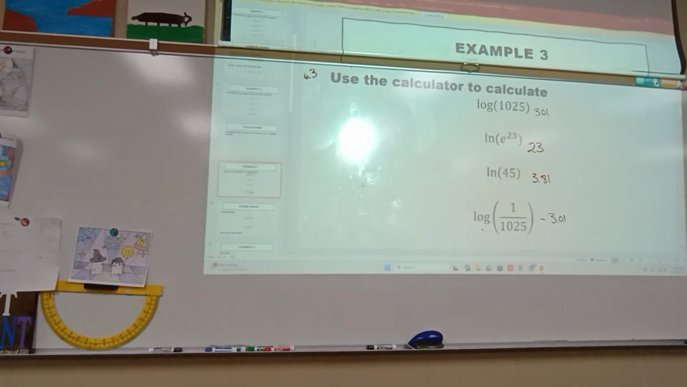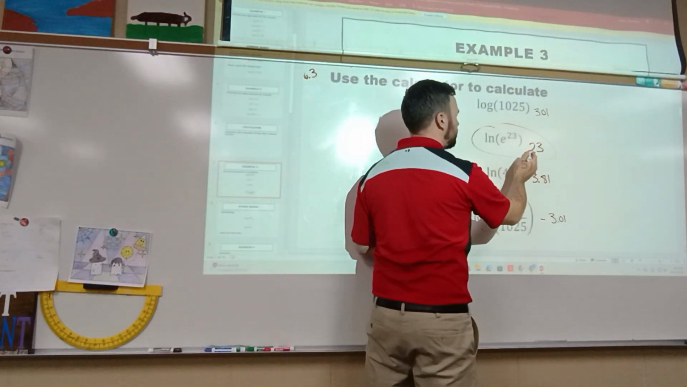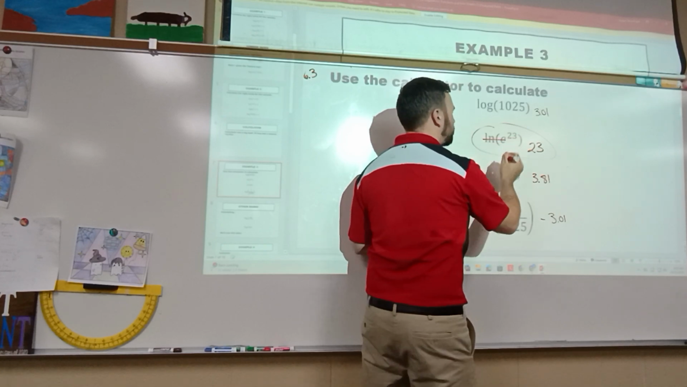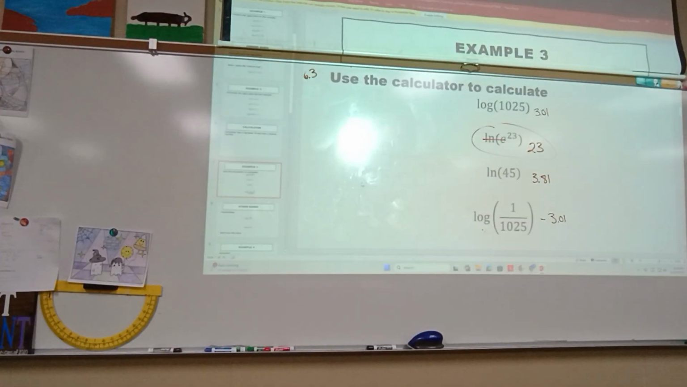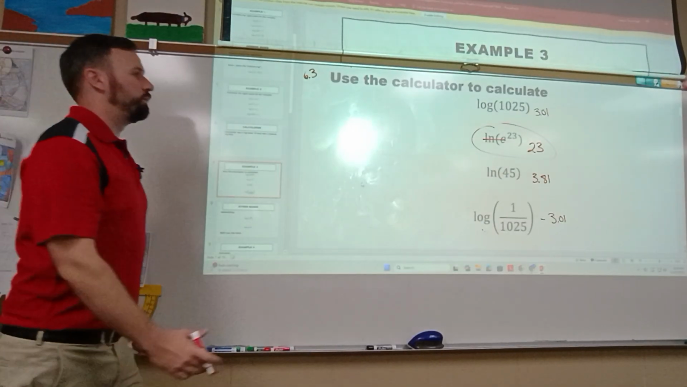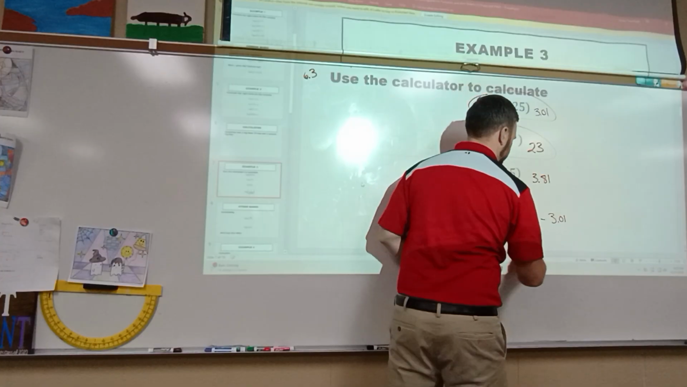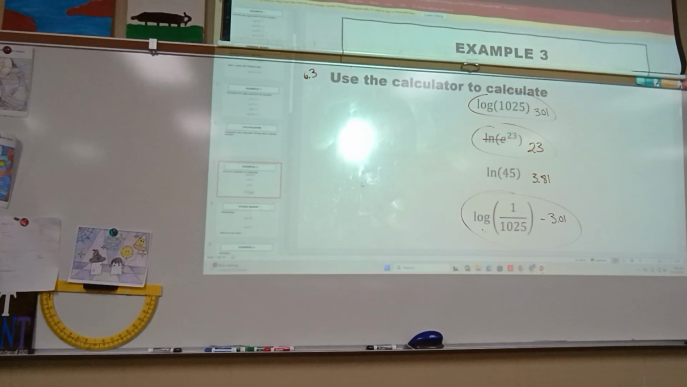What happened here? You guys just discovered some rules. Hooray! We did this already. What do you notice you got, though? 23, 23. Those are going to cancel. The whole reason why we have log is to get rid of exponentials. So we proved that works. What did you notice about these two? Same answer, just one's positive, one's negative.